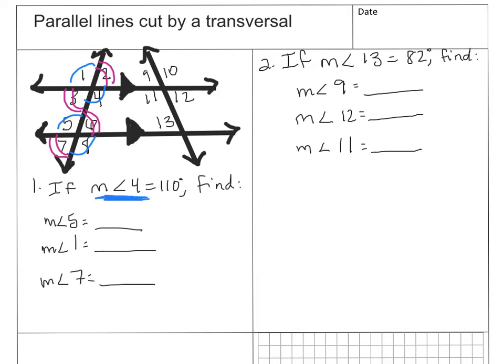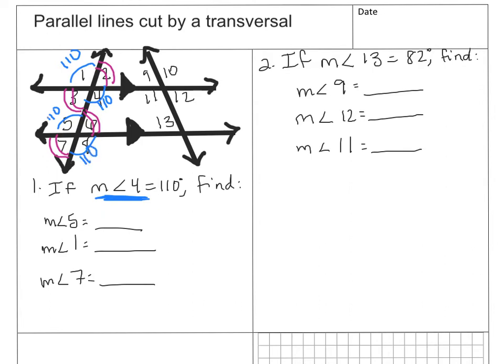The first problem is about angle 4, which is my blue one. So I'm just going to go over it in blue just so I know. If this is 110, before I find specific angles, what you could do is just do the math and figure out all the angles. Everything that's blue is 110. So if it helps you to mark it down, put 110 on all of them.